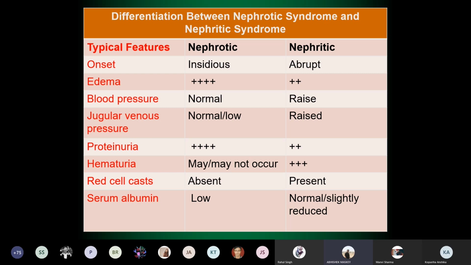Number two is edema. Because of the heavy proteinuria, there is more pronounced edema in nephrotic, but nephritic has less edema, because it is not the proteinuria, it is the oliguria and retention of fluid and sodium which causes the edema. In nephritic syndrome, the pathology is a bit different. Blood pressure is normal in nephrotic syndrome, but in nephritic syndrome usually it is raised.